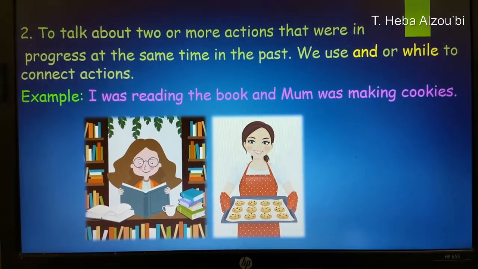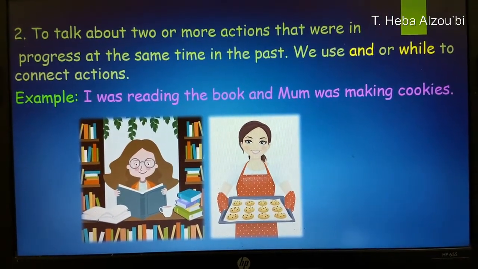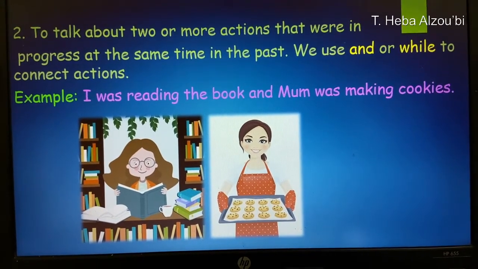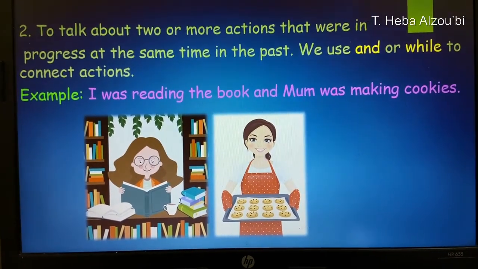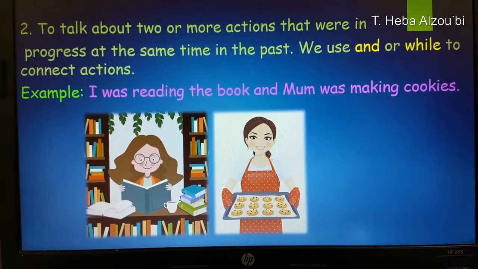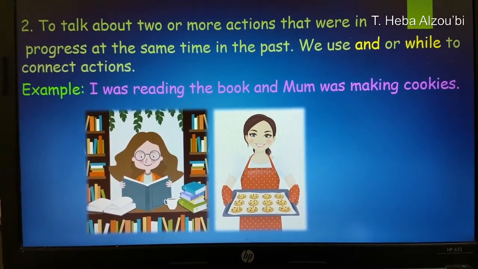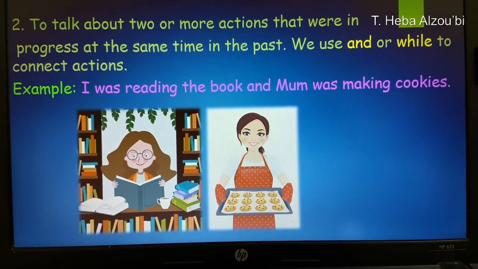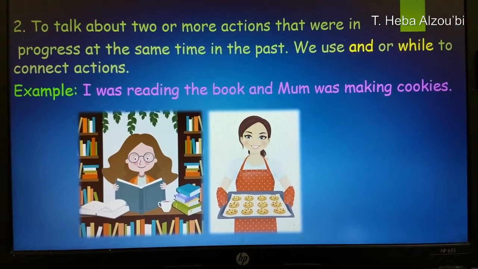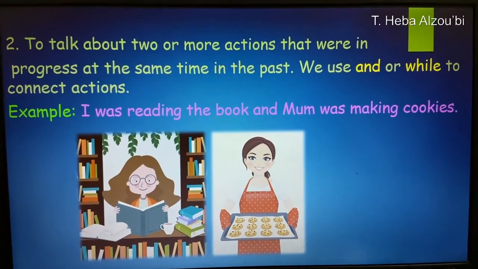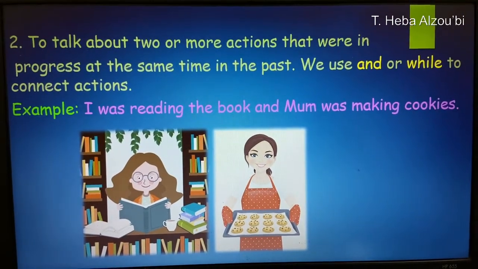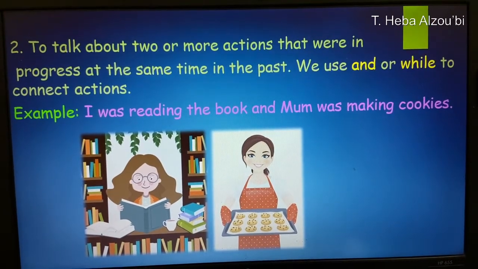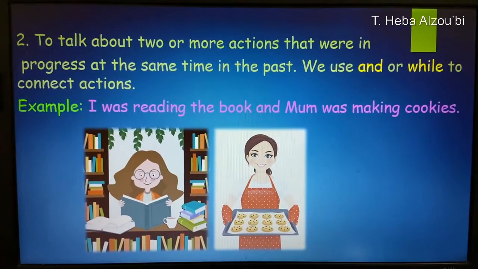For example, I was reading the book and Mom was making cookies. Here are two actions: I was reading the book. The second action, Mom was making cookies. So let's read the example one more time. I was reading the book and Mom was making cookies.